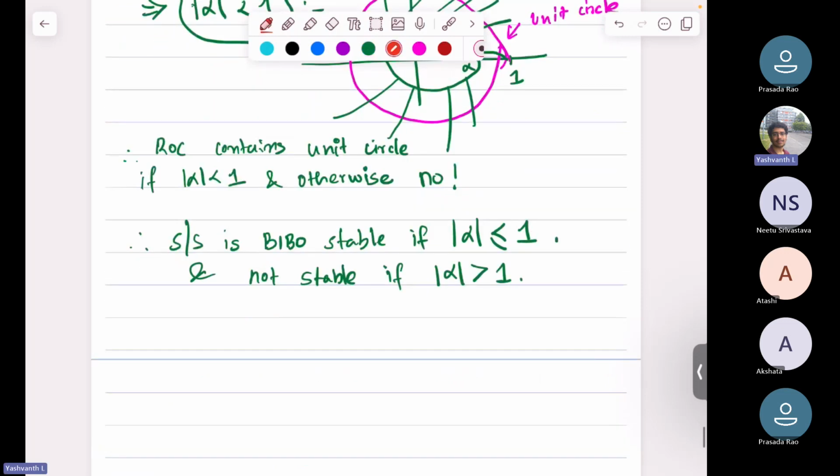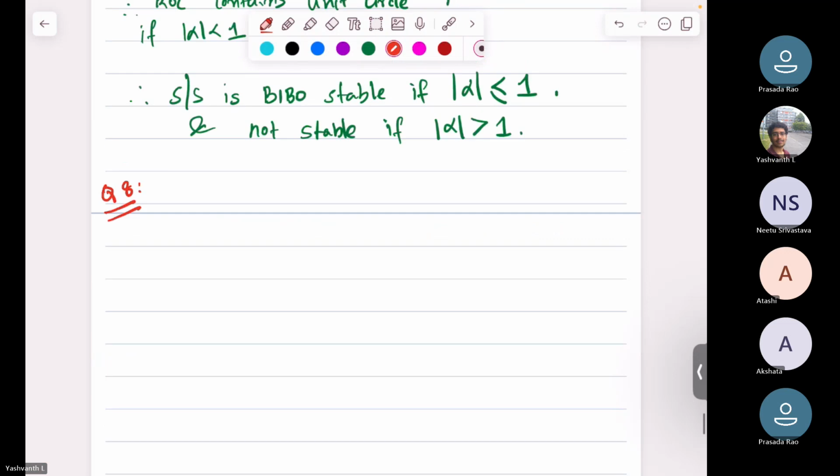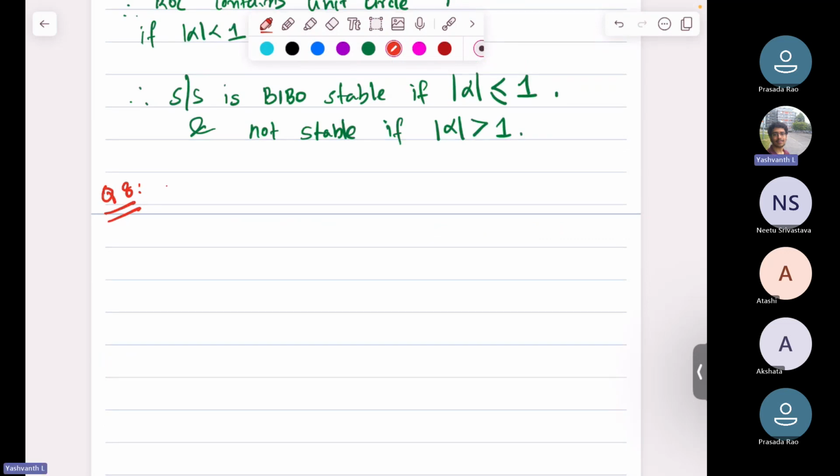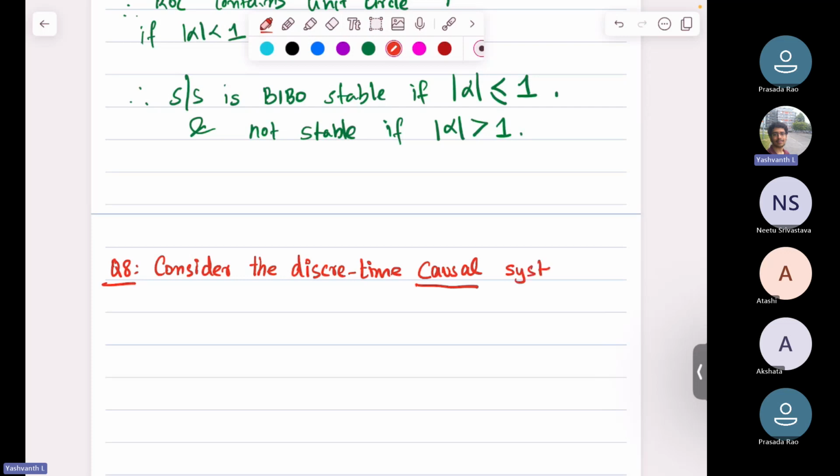So the next question, which is basically the 8th question for the day, is an interesting question. Okay, so it has some pictures. Maybe I'll start on the next page. Question 8. Consider the discrete time causal system. Remember I'm already saying it's causal. Okay, it's a causal system as shown below.